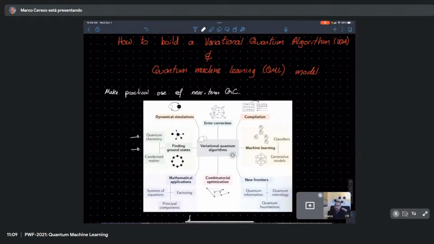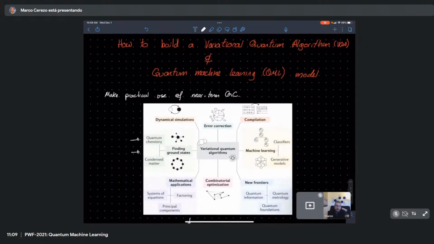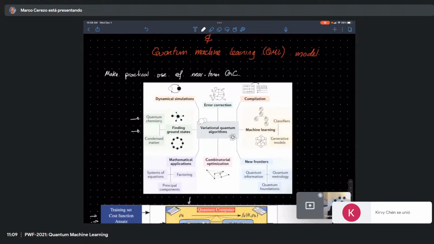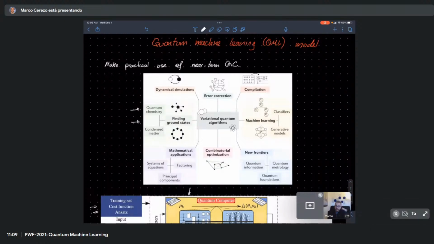So then we went to the specifics of near-term quantum computing, which is variational quantum algorithms and quantum machine learning. So here we saw that there's many applications for variational quantum algorithms.